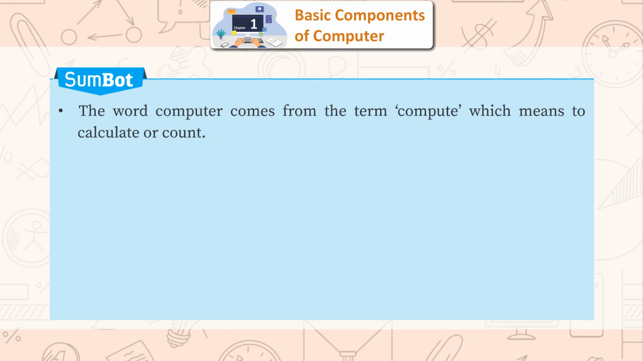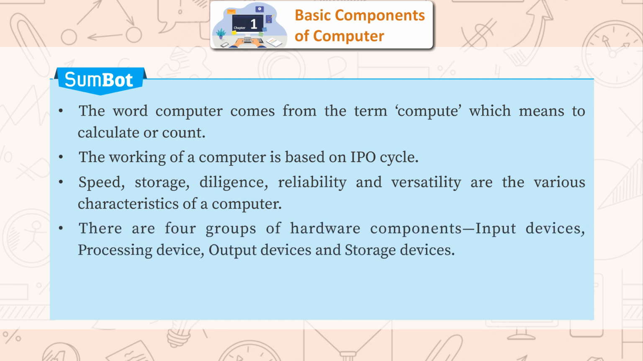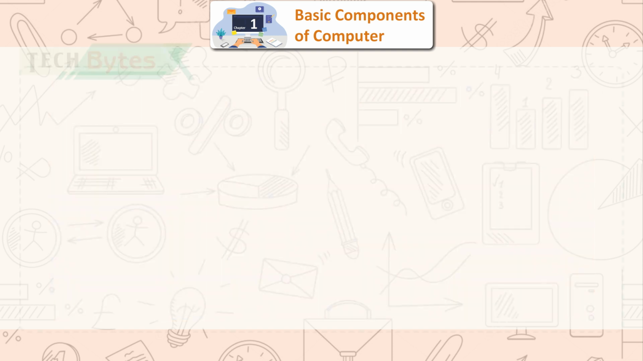SumBot. The word computer comes from the term compute, which means to calculate or count. The working of a computer is based on IPO cycle. Speed, storage, diligence, reliability, and versatility are the various characteristics of a computer. There are 4 groups of hardware components: input devices, processing device, output devices, and storage devices. CPU is the brain of a computer which performs all the functions. Without software, the hardware would not be functional.